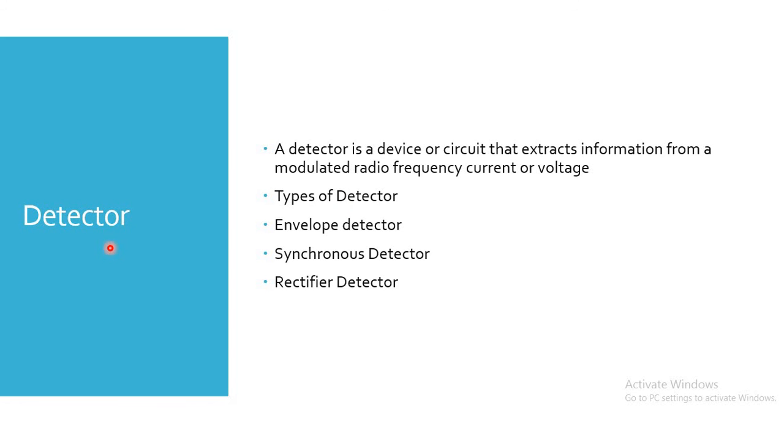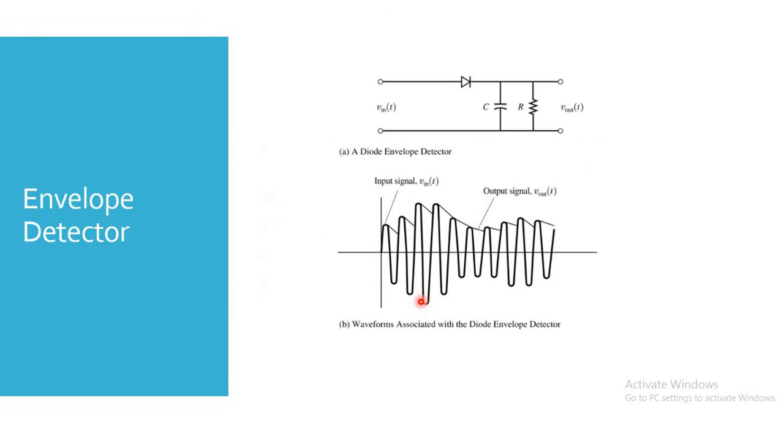The last block is the detector. A detector is a device or circuit that extracts the information from the modulated radio frequency current or voltage. In this section we are going to study three basic types of detector: the envelope detector, the synchronous detector, and the rectifier detector. The first type of detector is the envelope detector.